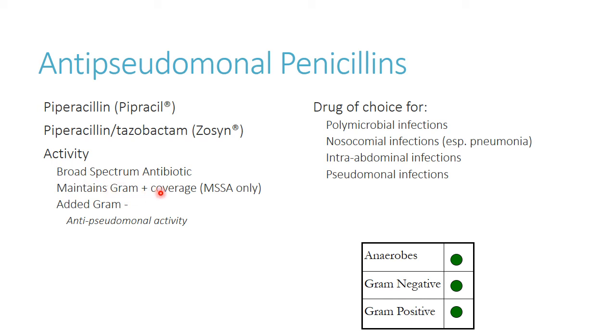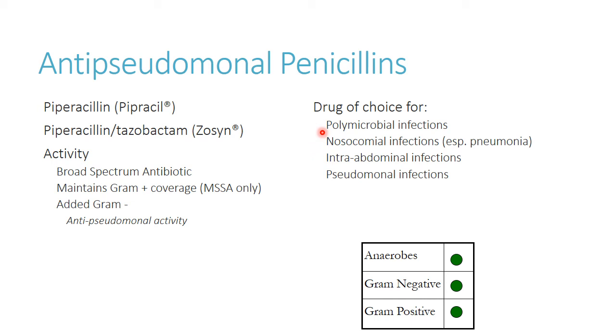So what you see here is very good broad spectrum coverage. You're going to have MSSA only. You're not going to have MRSA coverage yet, so you won't get that. But you're going to have anti-pseudomonal activity. So again, this is a good thing to note. What drugs cover Pseudomonas? This is one of the ones that will. And so this is really good for polymicrobial infections, if I'm worried about multiple types of bugs causing an infection at the same time.